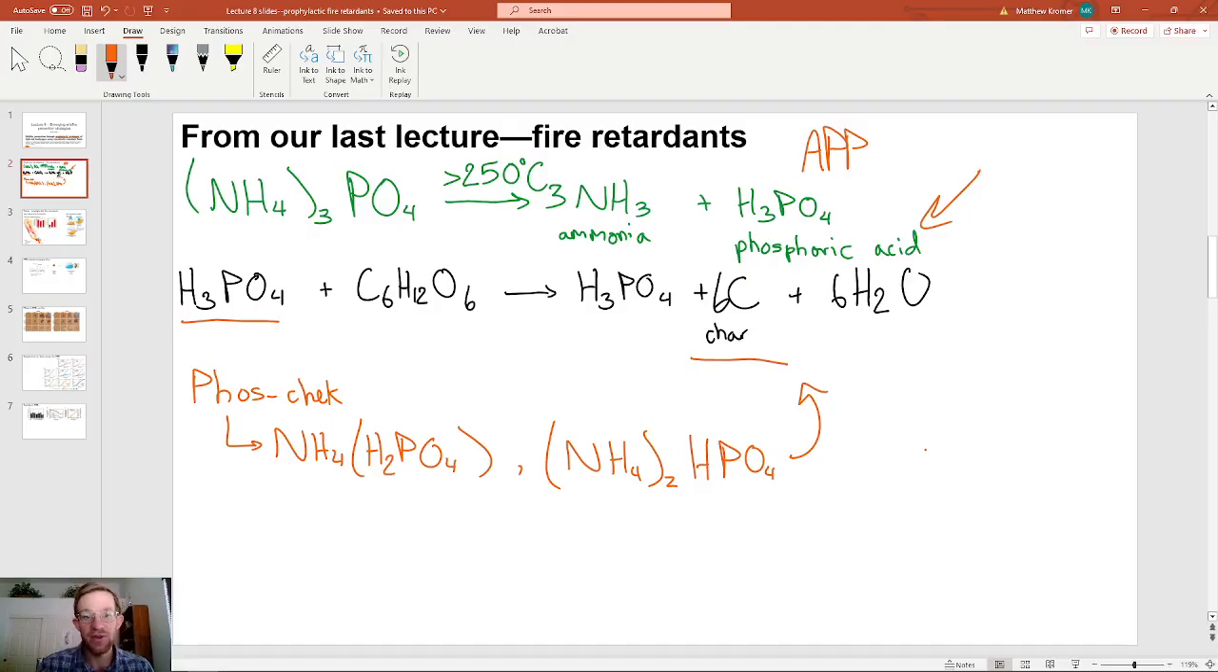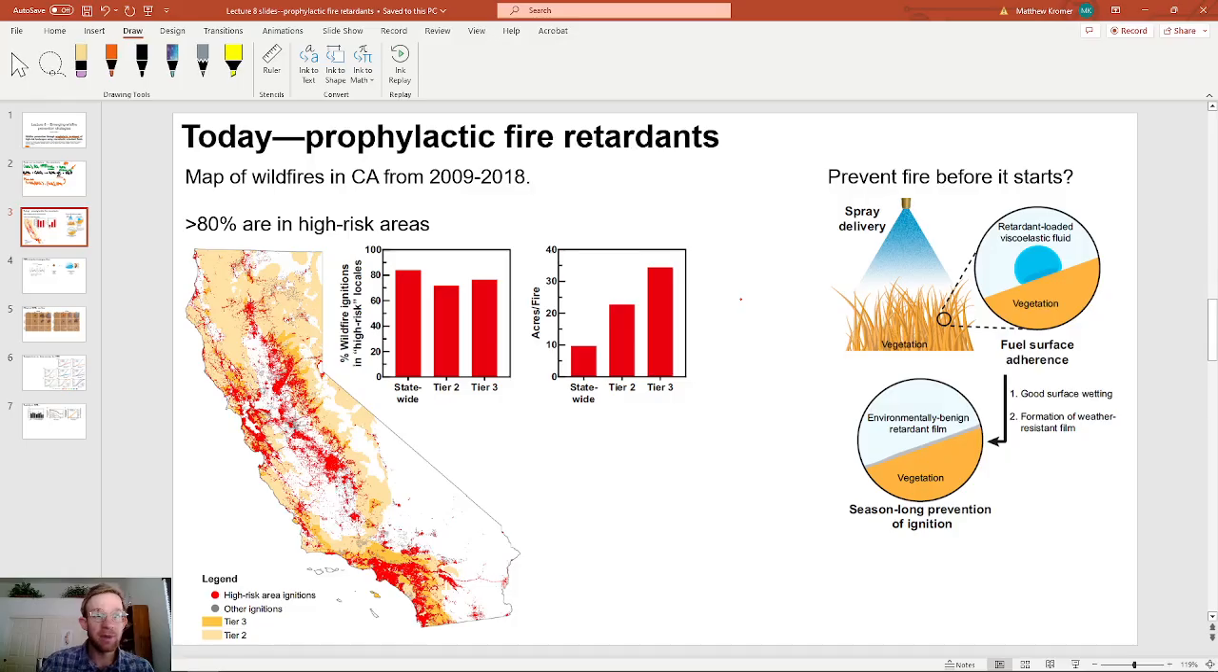It extinguishes fires by dehydrating the plant matter and forming this insulating char layer, okay? So let's quickly talk about the motivation for the topic of today. And this motivation comes on the left hand of this slide here, where this is a map of all wildfires that occurred in California from 2009 to 2018.